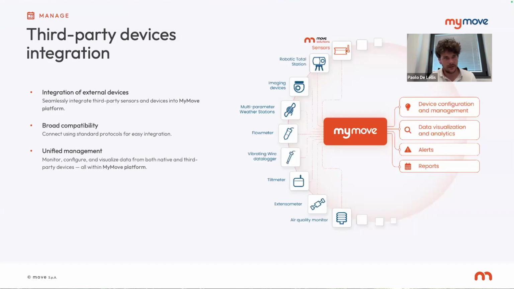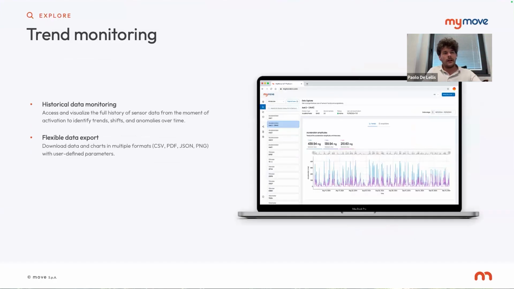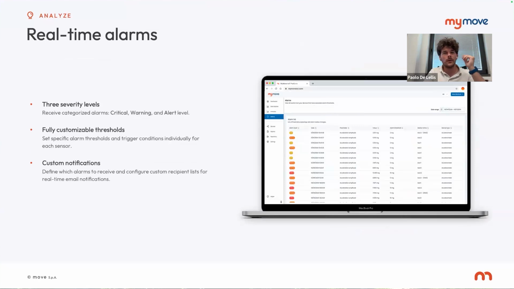So, for example, with a simple CSV. All this data you can for sure analyze. So simple analysis, looking, for example, at the trend that you obtain from the different sensors. And also you have the possibility to obtain directly from the platform, and set directly on the platform, three different levels of alarms. So from alert to warning.